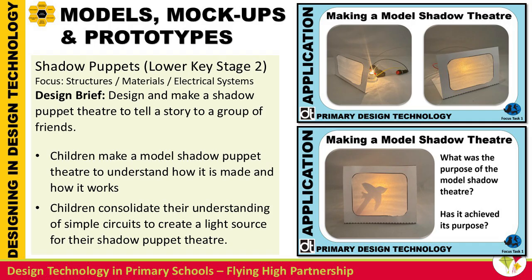This teacher-directed activity allows the children to understand how a shadow puppet theatre functions, whilst also consolidating children's knowledge from science lessons on simple circuits. Later in the project, they apply their knowledge and understanding from making this model when designing and making a larger version of a shadow theatre, complete with scenery and movable characters.